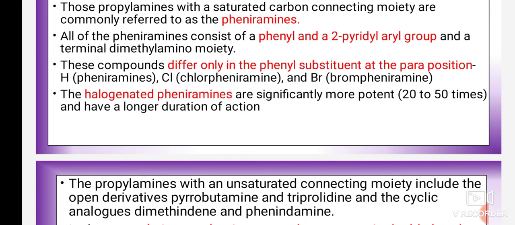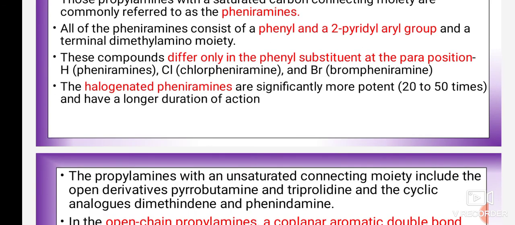The dimethylamino moiety is important, and the diaryl functional diamine moiety is also important. These compounds differ only in the phenyl substitution at the para position. So the phenyl substitution at the para position is important. In pheniramine, at the para position there is a hydrogen. In chlorpheniramine there is a chlorine.